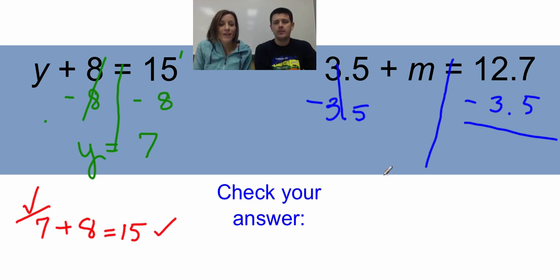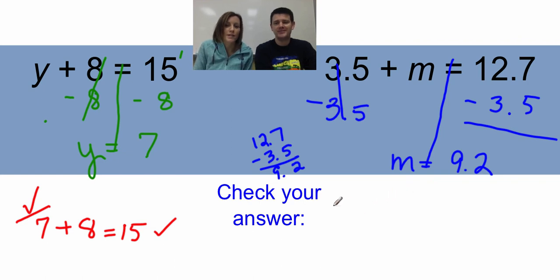If they added something, we're choosing to subtract to make it go away. 3.5 minus 3.5 is going to give us a 0. We're left with m is equal to, sorry, that's just 9.2. I thought we were going to have to borrow and show some fancy work, so I left myself room. They'll need to borrow and show all their work. They don't have to borrow in this case, but it's okay. m is equal to 9.2.